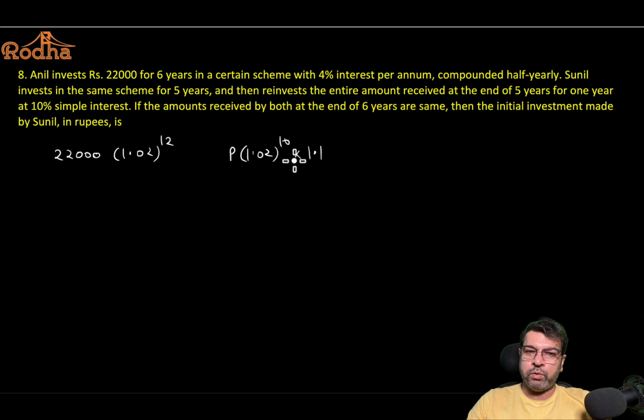And these two are equal. Equate both. So 1.02 to the power 10 cancels. You are left with 22,000 into 1.02 squared is equal to P into 1.1.